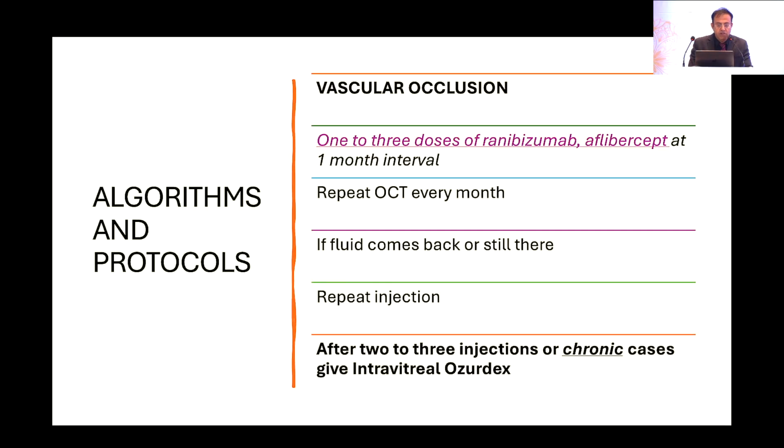For a vascular occlusion, 1 to 3 doses of these injections at 1 month interval. Repeat OCT every month. If fluid comes back or is still there, repeat the injection. If after 2 or 3 injections the fluid is still there, then you need to give an Ozurdex injection. So if you remember this protocol, then you can easily treat your vascular occlusions.